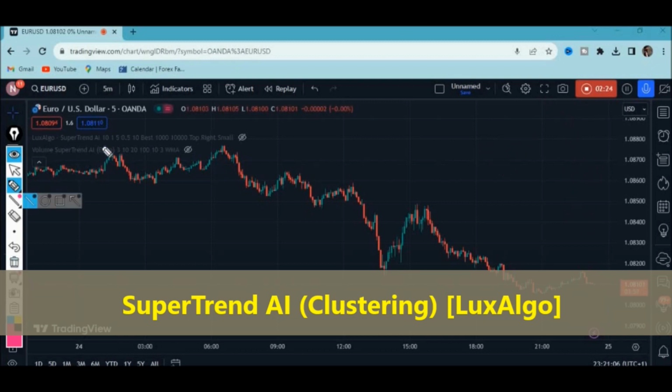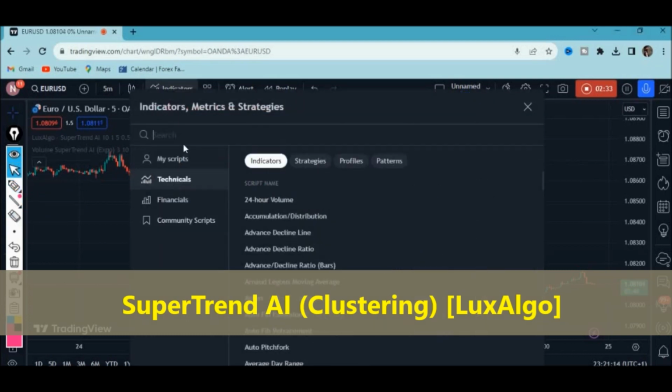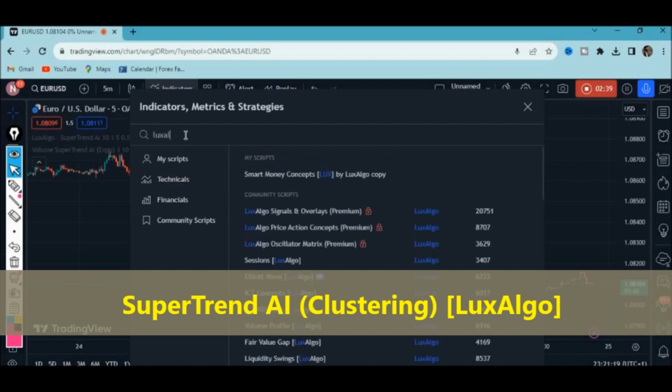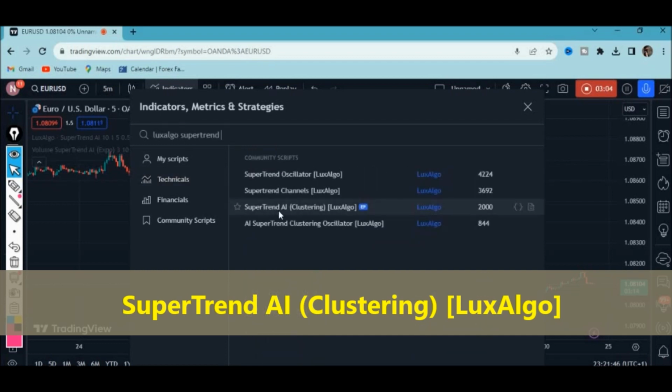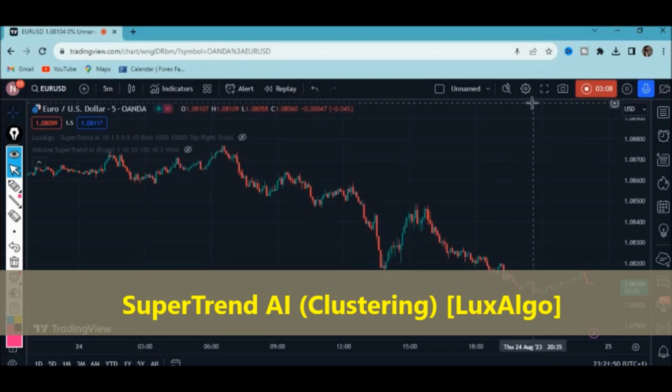We're just going to click on the indicators tab. Once you click on the indicators tab, you're just going to type LuxAlgo SuperTrend AI. This one, clustering. You click on it. Once you click on it, it will appear like this right on our chart over here.